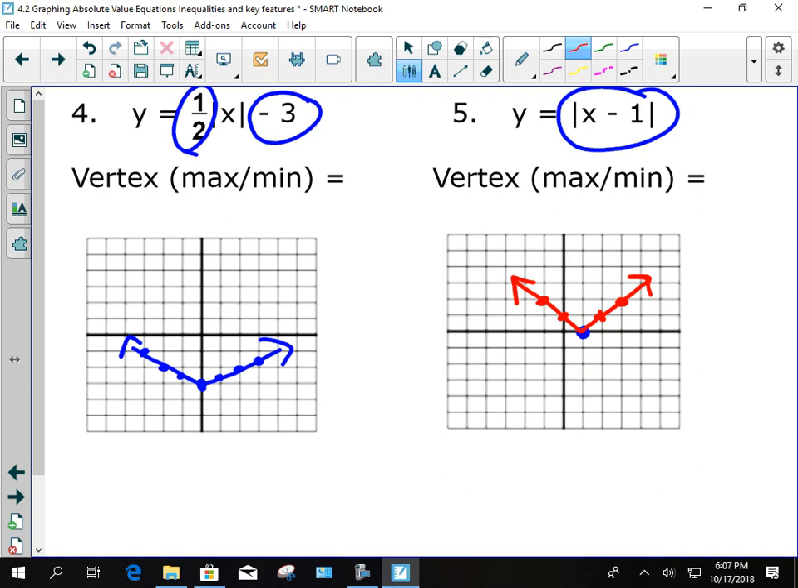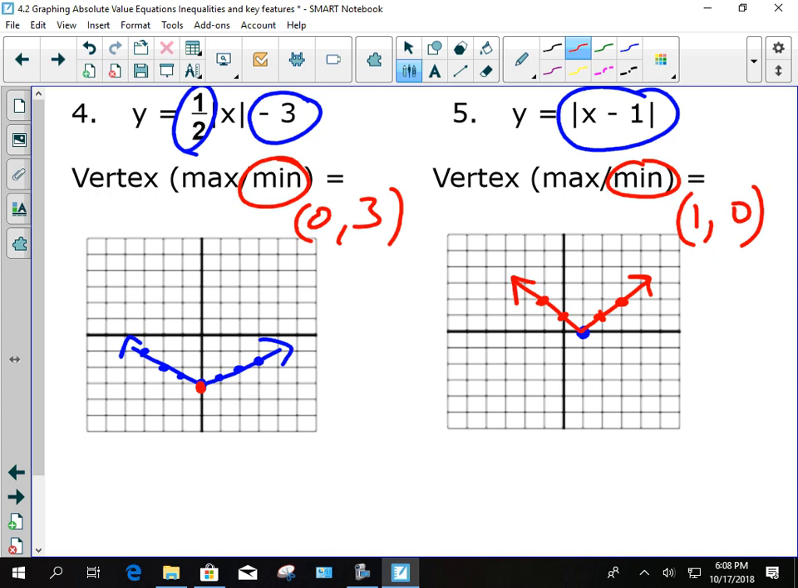Everything comes off of the parent function. Now, is my vertex a maximum or a minimum? Well, it goes up from here, so it's a minimum. Same thing over here, it's a minimum. If it's inverted, then it would be a maximum. And my vertex is at 0, 3, right here, 0, 3. Here, my vertex is at 1, 0.